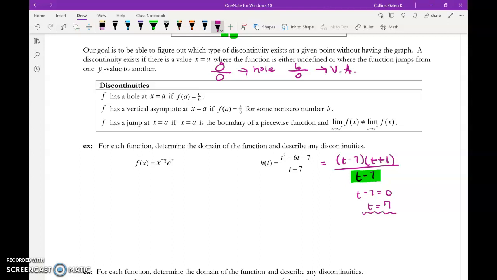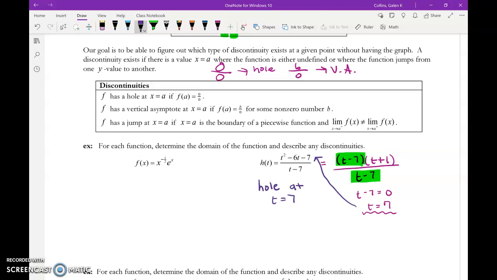If I also notice that t minus 7 is a factor of my numerator when I write that in factored form, if I plug in a 7 either to my numerator in factored form or just over here to my original numerator, that's going to also yield 0. So because substituting 7 for t yields 0 over 0, this function has a hole in the graph at t equals 7. So there's a hole in the graph at t equals 7.